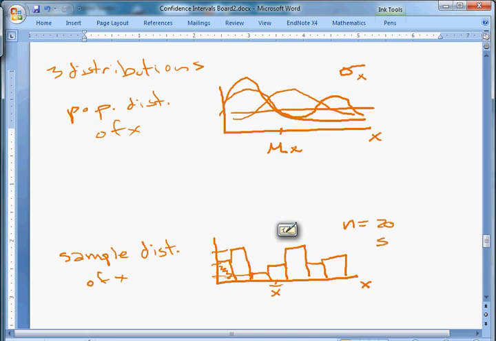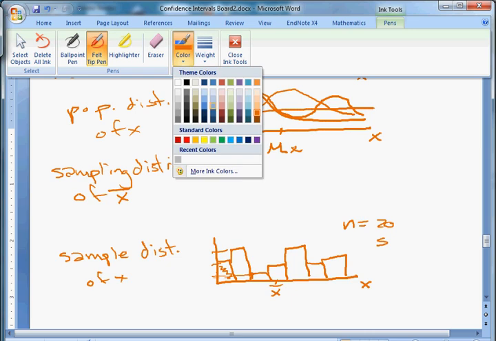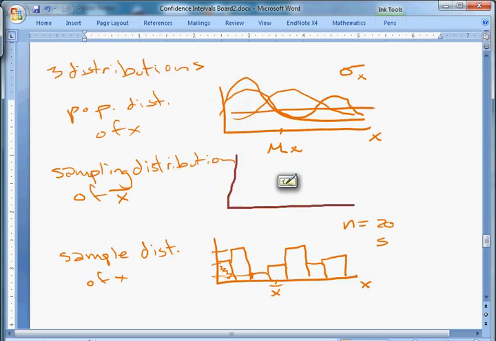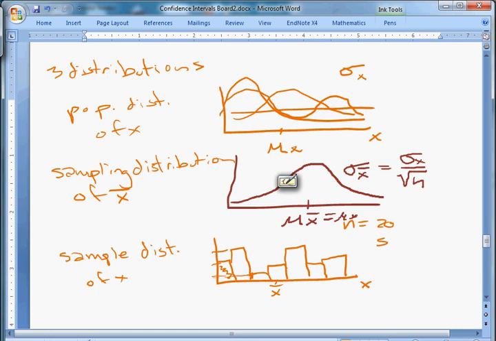But last but not least, the thing we care about is the sampling distribution of X bar. That's different, more important, and more useful in important ways. It's always normally distributed. And the mean here is mu x bar, which happens to be equal to mu x, and sigma x bar, which happens to be equal to sigma x over the square root of n. This is important, but we can't see it. This down here, this is visible. We can see it. And this is useful.